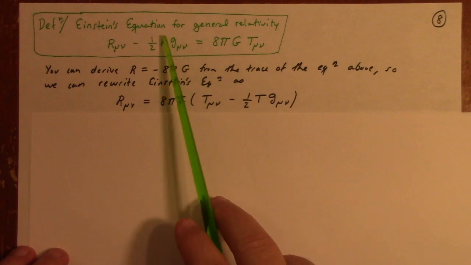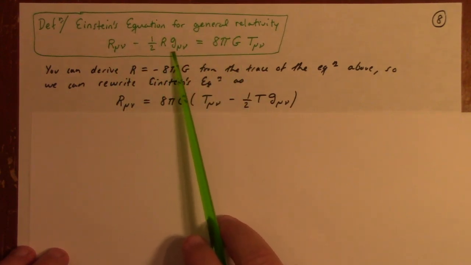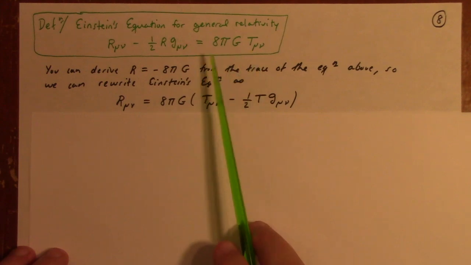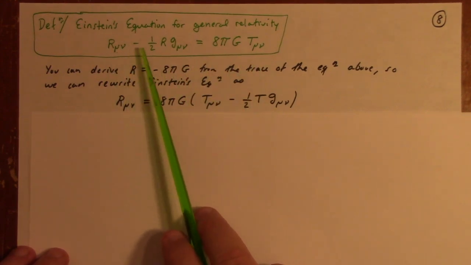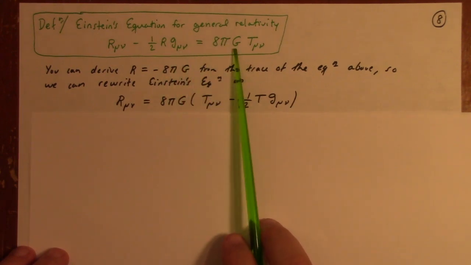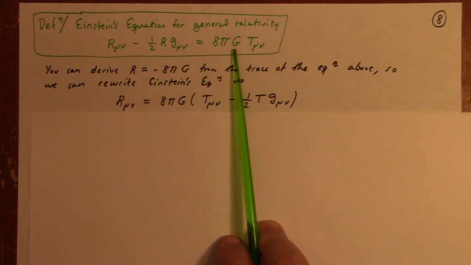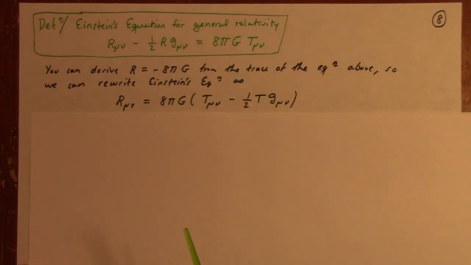Okay, so Einstein's equation for general relativity is this. R mu nu minus 1/2 R g mu nu is equal to 8 pi G T mu nu. This is the Ricci tensor. This is the Ricci scalar. That's the metric. This is Newton's universal gravitational constant, and this is the stress energy tensor. All right.